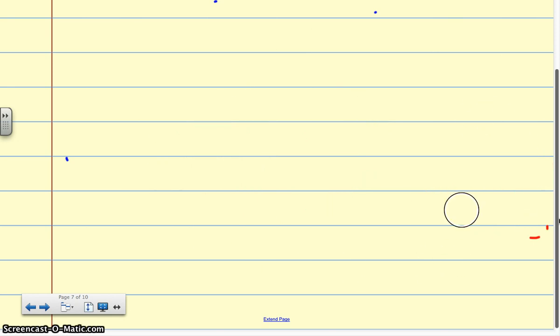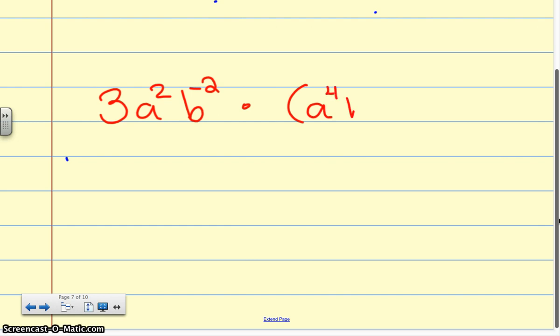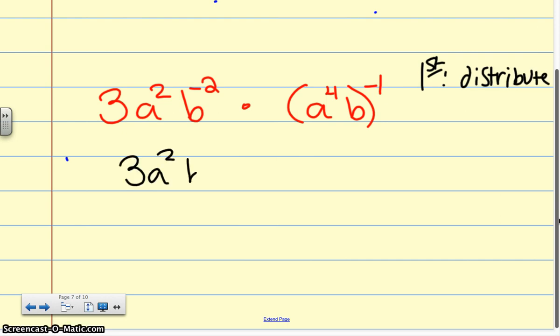All right, we're going to do one more. I want you to go 3a squared b to the negative 2 times a to the 4th b all to the negative 1. This is going to be our last example that we do, and then you're going to work independently on this. The first thing, my first plan of attack, and I don't know if you want to write this in your notes, it's just like solving normal problems. You want to distribute first. That's always what I'm going to do. So I'm going to rewrite everything because I am not lazy. It's not a big deal to rewrite.